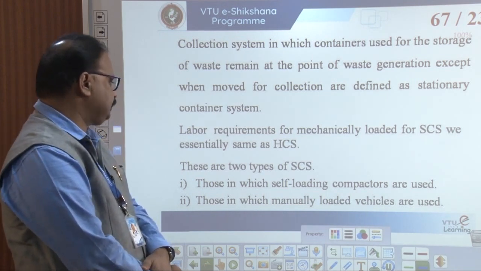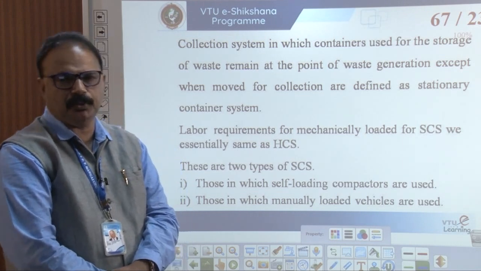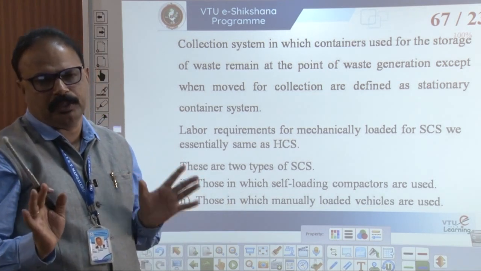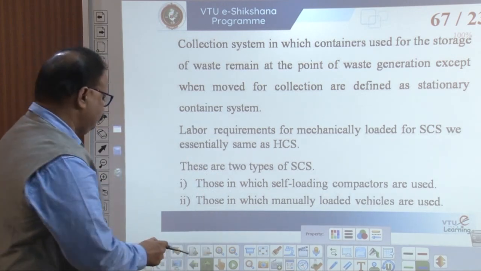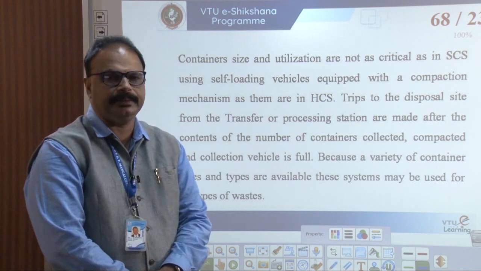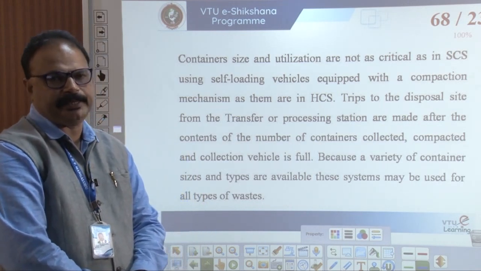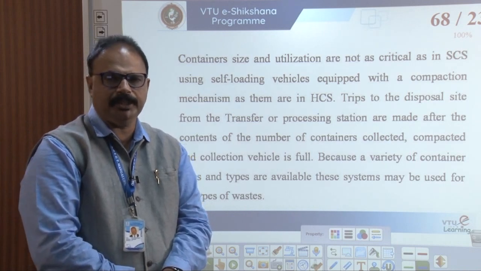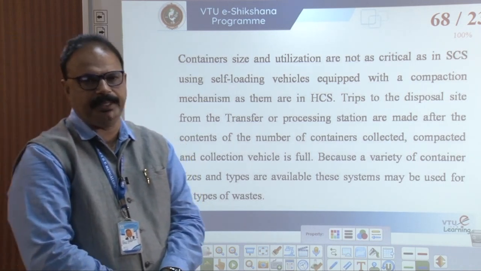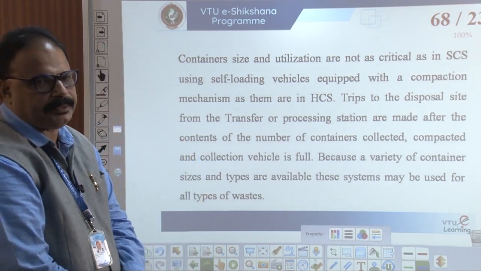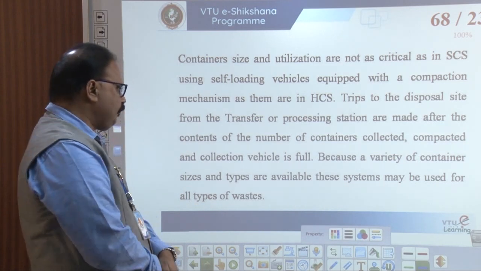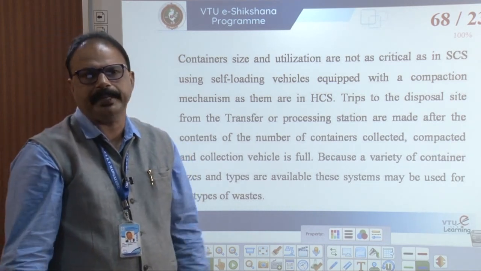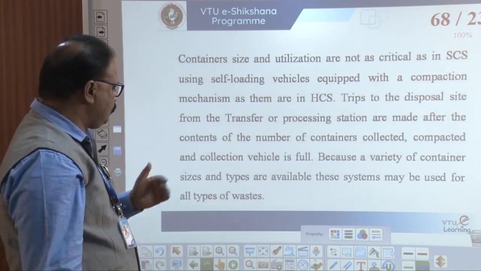There are two types of stationary container system: those in which a self-loading compactor is used, and those in which manually loaded vehicles are used. Container size and utilization are not critical in a self-loading vehicle equipped with a compaction mechanism, as with SCL. Trips to disposal, storage, transport or processing stations are made once a number of containers are collected and compacted and the collection vehicle is full. Because of the variety of container sizes and types available, this system may be used for all types of waste.